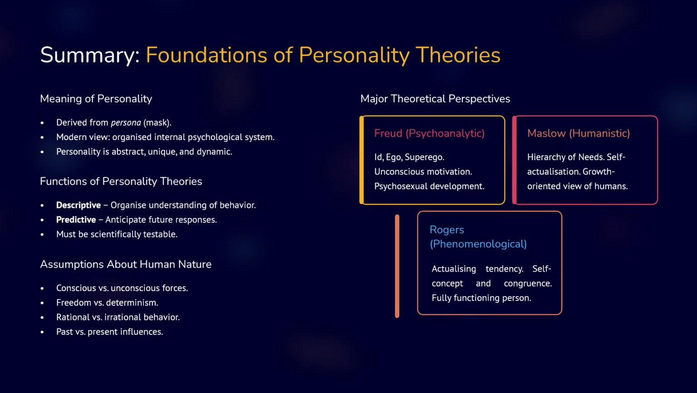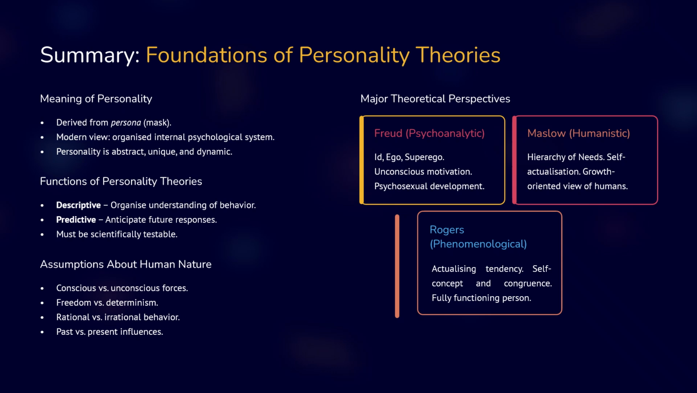Dear students, let us now briefly consolidate what we have covered so far in these chapters on theories of personality. We began by exploring the meaning of personality from its origin in the Latin word persona to its modern psychological interpretation as an organized and dynamic system that defines individuality. We examined the core characteristics of personality, its abstract nature, uniqueness, and continuous development. We then discussed the purpose of personality theories to describe and predict human behavior while remaining scientifically testable. We also highlighted how each theorist's assumption about human nature influences their theoretical models.